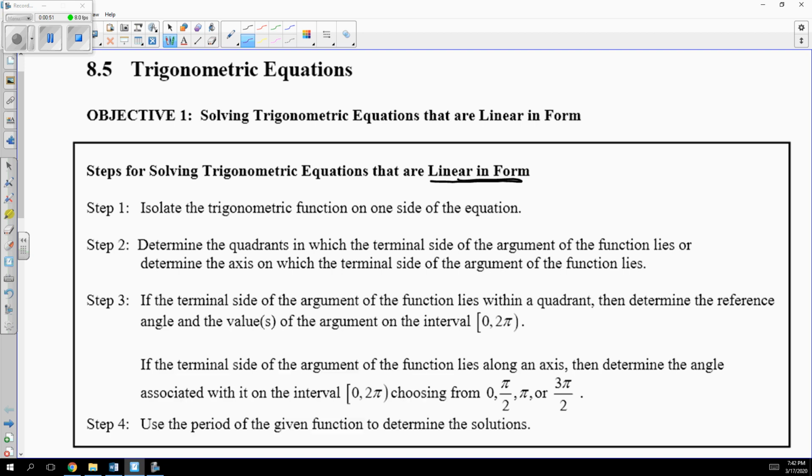Remember that that means something like 2x minus 5 equals 7. And so you think about how you would solve an algebraic equation. You would add 5 to both sides, divide by 2. Essentially, you're just isolating the variable.